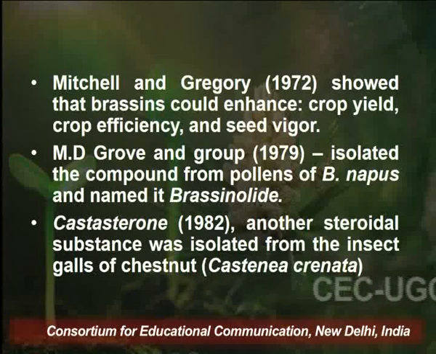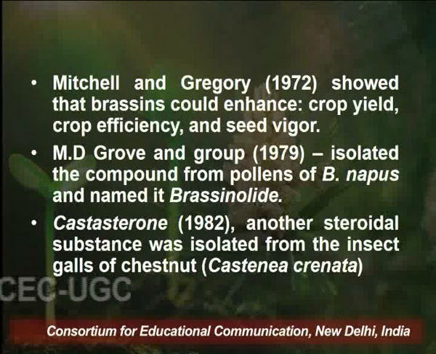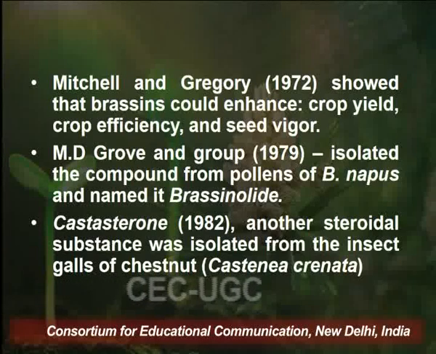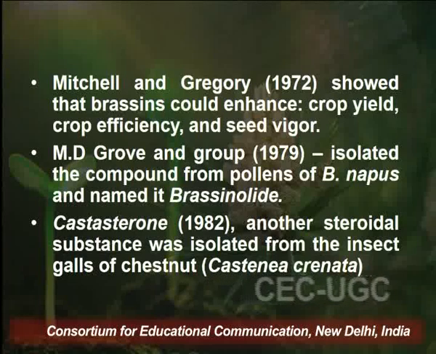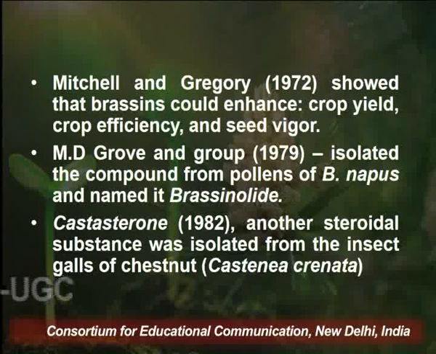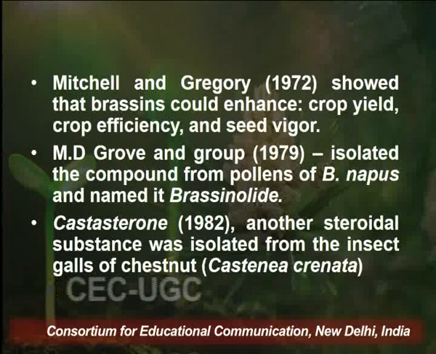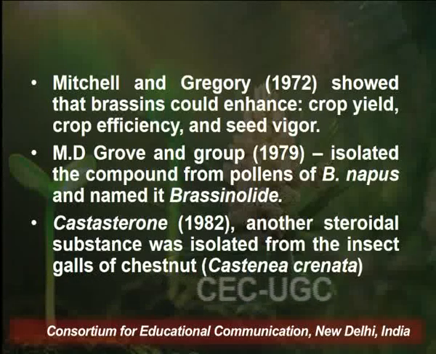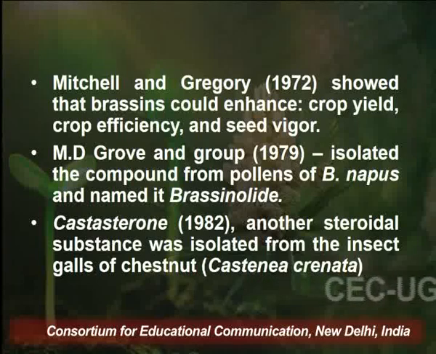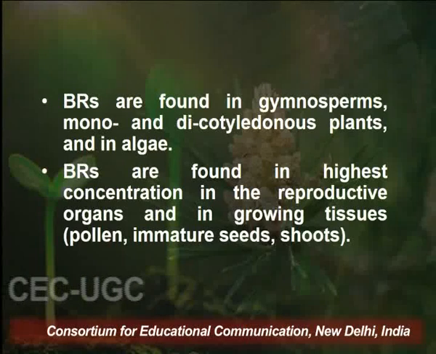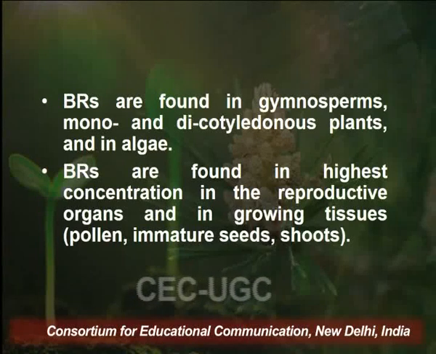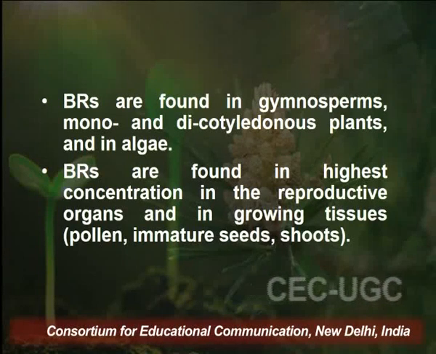Since brassinolide was isolated first, it opened the door for future discoveries, and scientists started working again on such compounds. In 1982, castasterone, another type of brassinosteroid, was isolated from the insect gall of chestnut. So this was the second compound isolated, and this is how brassinosteroids basically came into the picture, along with their effect on plant growth.